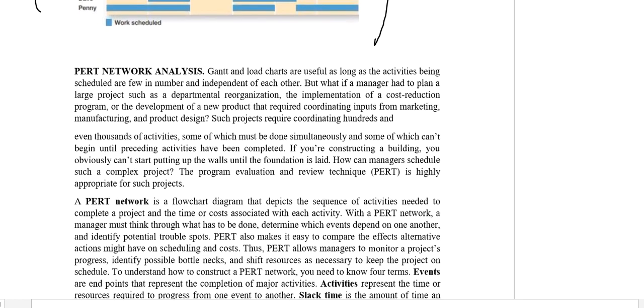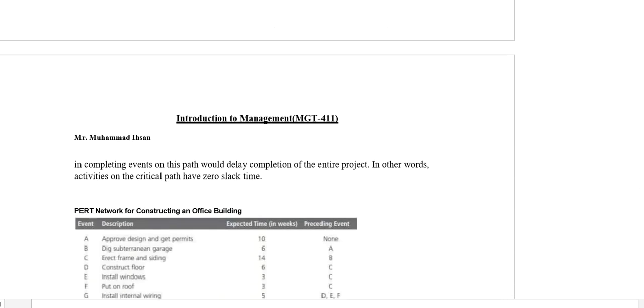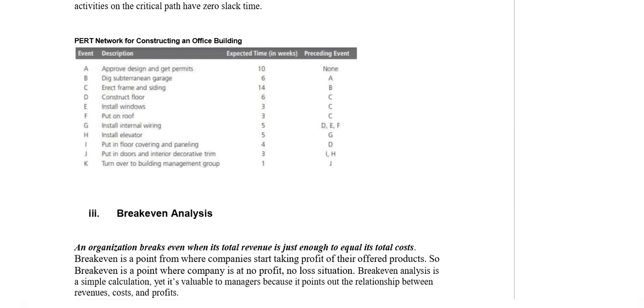Then there is another tool which is called PERT network analysis. And here is the example of PERT network analysis, where we have number one, events, then we have descriptions, we have expected times, and then we have the preceding or previous event. So we will take the example of a building.